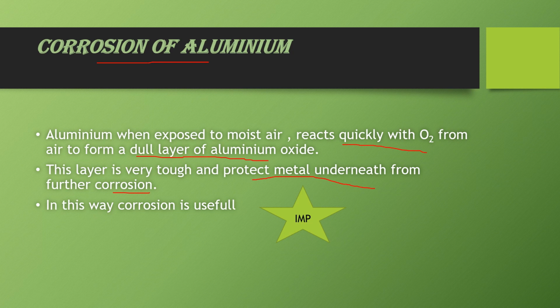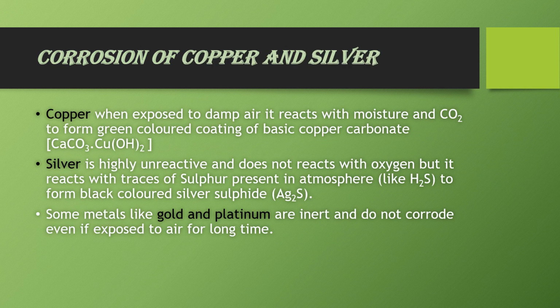Question is: give one situation where corrosion is useful rather than destructive. So this is the condition. Now the next is corrosion of copper and silver. Copper, when exposed to damp air, reacts with moisture and carbon dioxide to form a green colored coating of basic copper carbonate, that is CuCO3.Cu(OH)2.